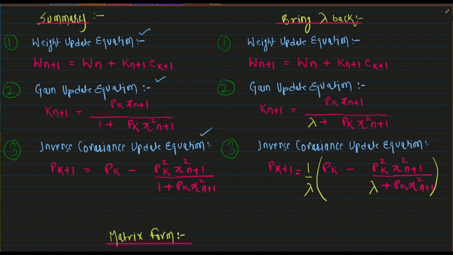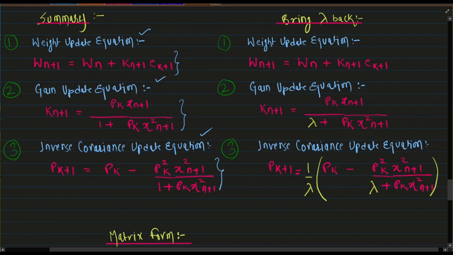So the weight update equation is here, which is the old weight plus the gain multiplied by the error. And then we have the gain update equation, which is as listed here. And then we have the inverse covariance update equation, which is shown here.